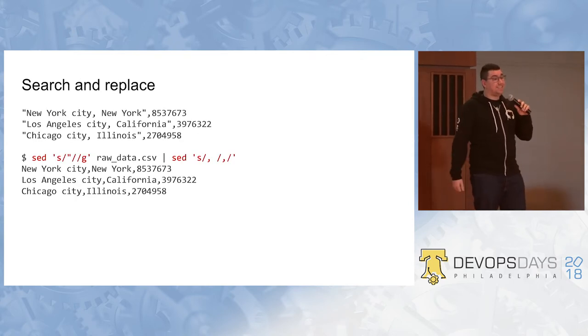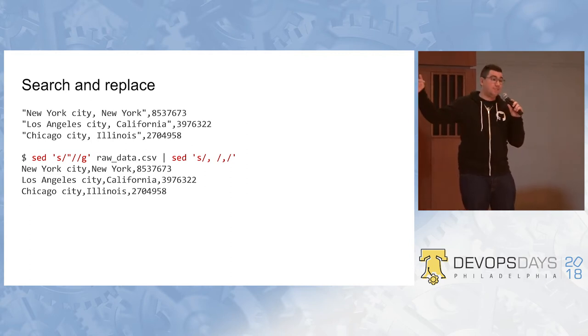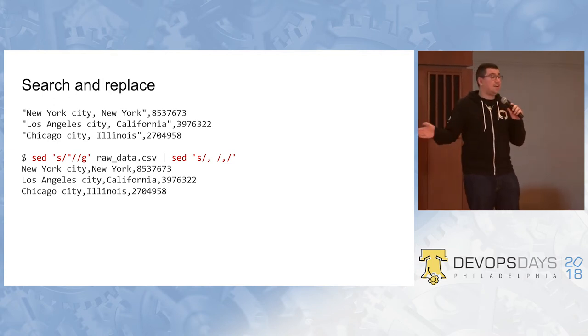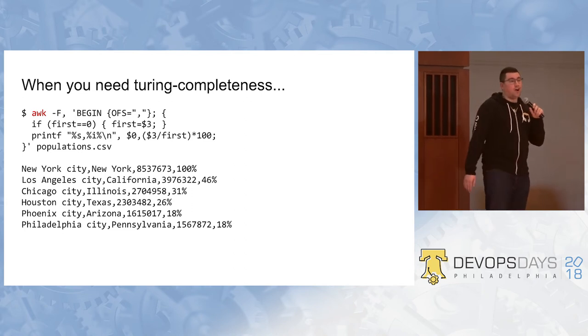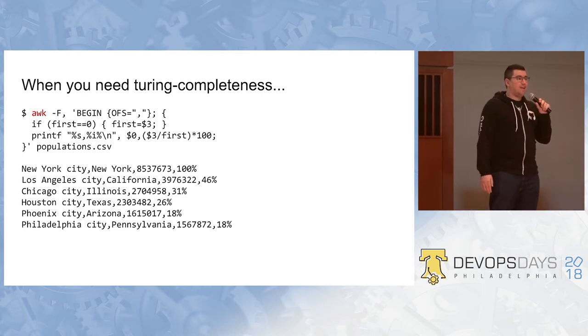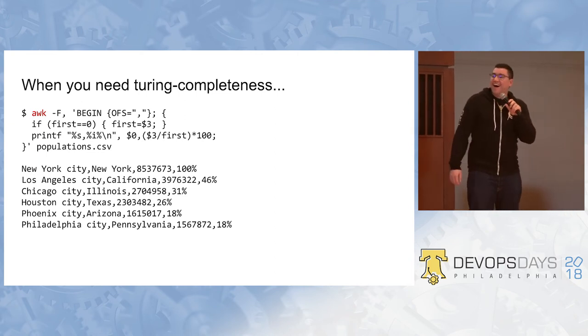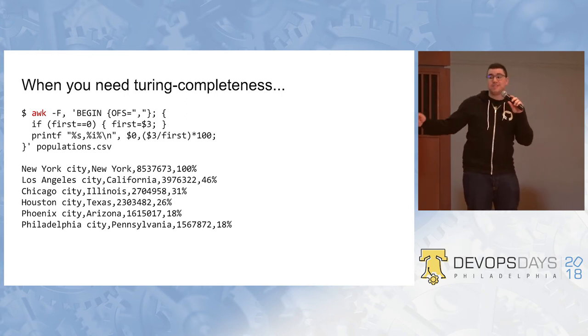Search and replace, kind of data cleanup, you're always going to have to do that. The top example here is exactly what I downloaded from the census, but I wanted separate columns for city and state. So you can use sed to search and replace and clean up your data how you want it. When you need Turing completeness, awk can be your big hammer. If you're using awk, you might want to write a program, but you can use awk here. In this example, I added a fourth column that is the population percentage based off of the top result.